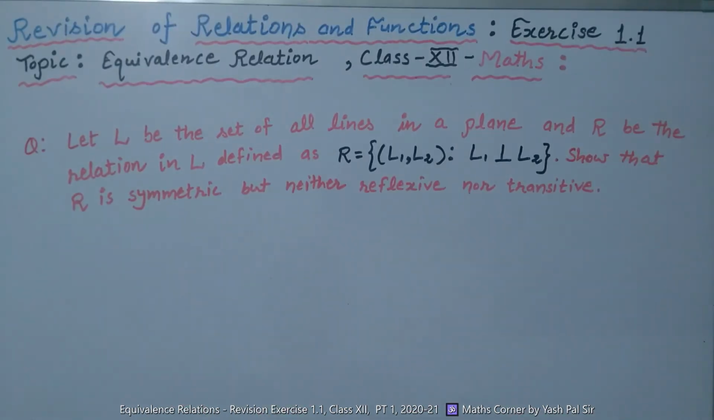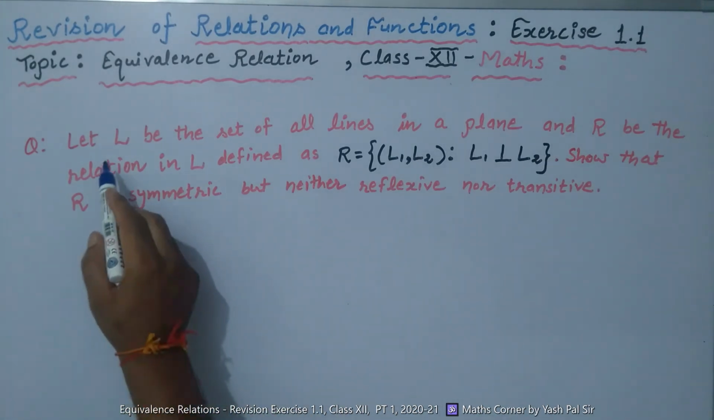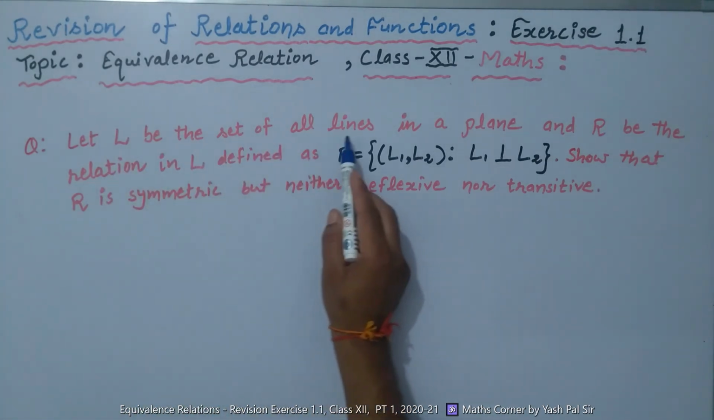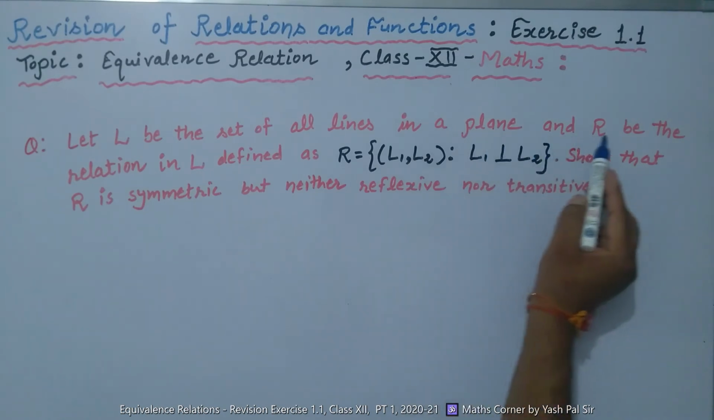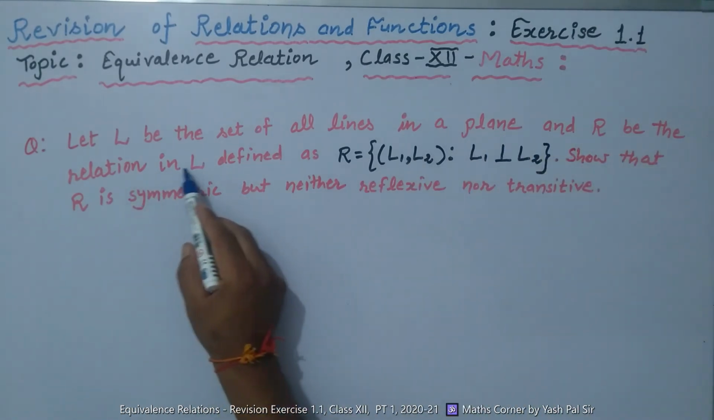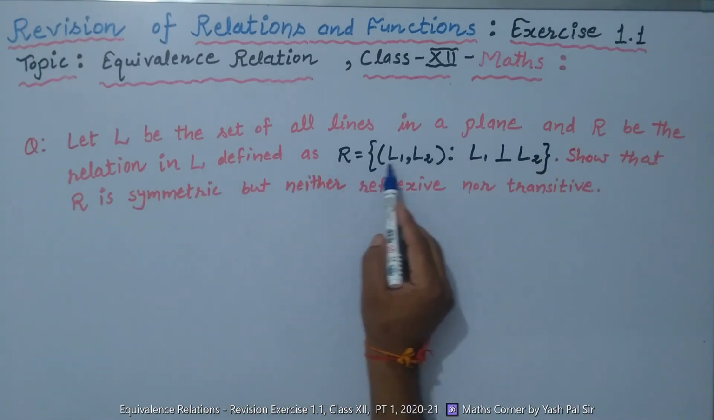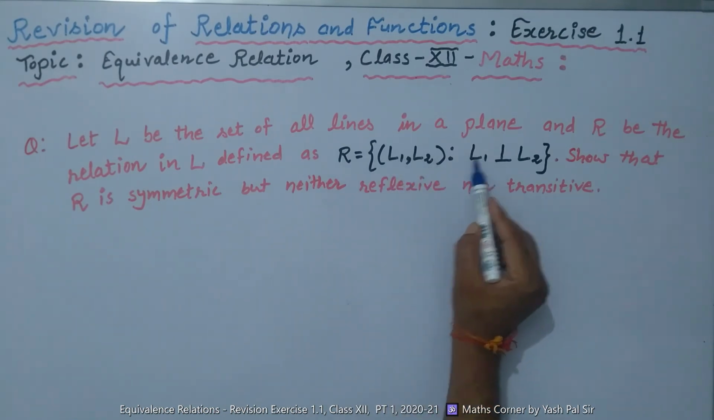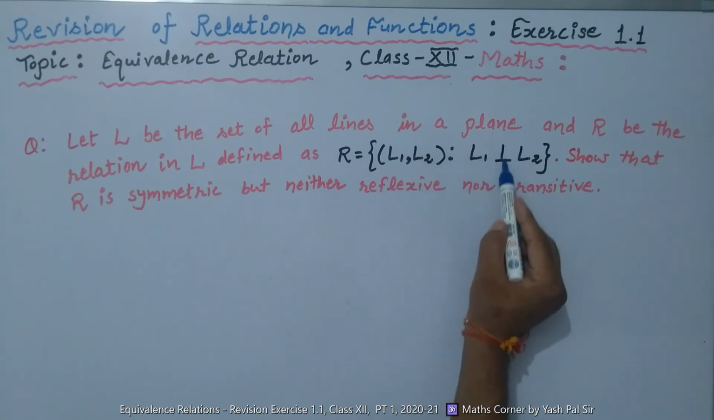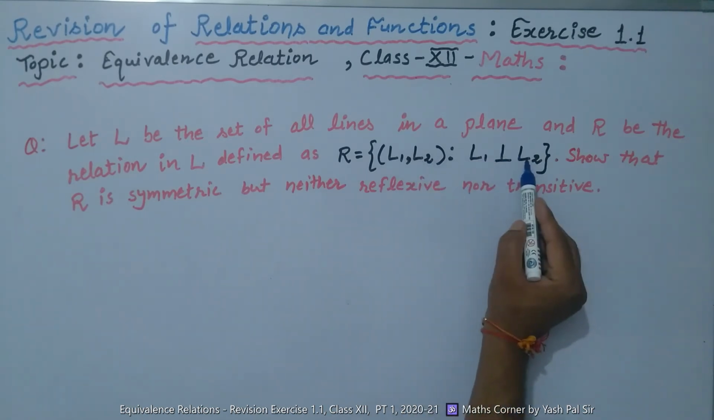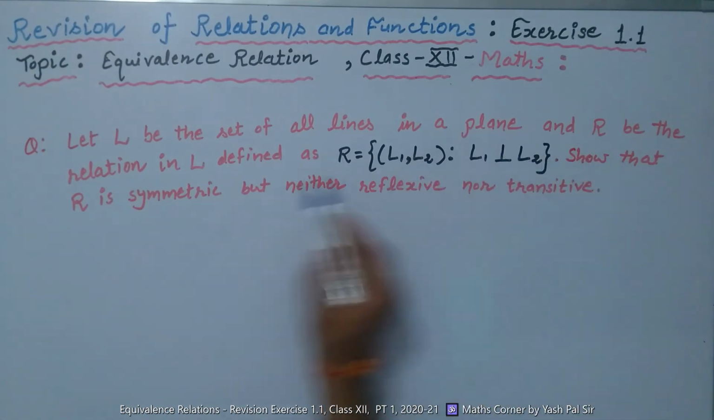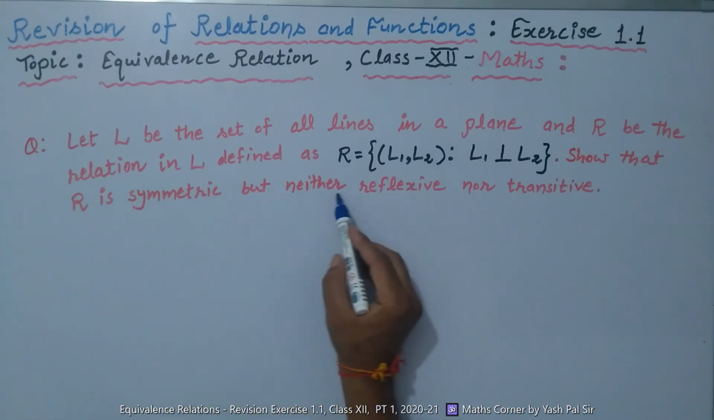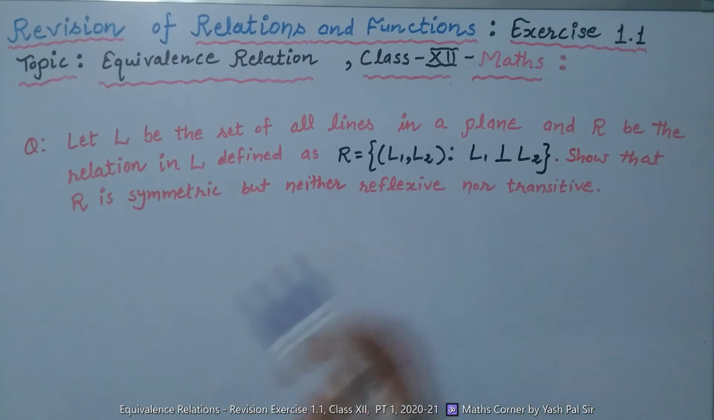Now coming to question number 2: let L be the set of all lines in a plane and R be the relation in L defined as R equal to the ordered pair (L1, L2), where the first line L1 is perpendicular to the second line L2. Show that R is symmetric but neither reflexive nor transitive.